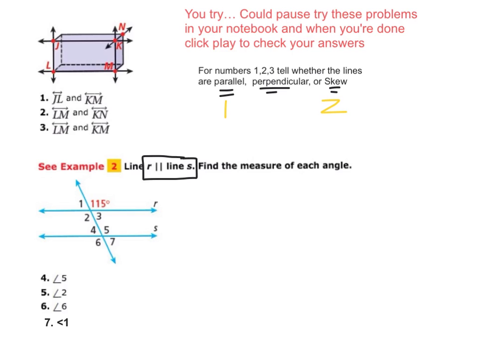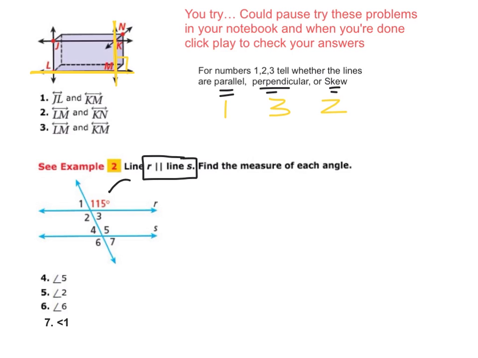And number 3, line LM again, and line KM. Those two lines appear to be intersecting and forming right angles. So they would be perpendicular. So number 3 would be perpendicular. Number 4, 5, 6, and 7.